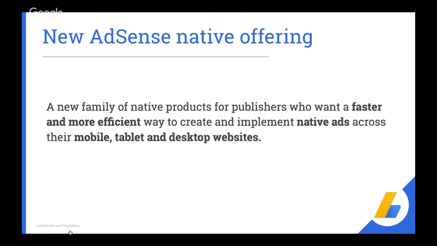Let's look a little bit at what AdSense is offering today in the market for native ads. Starting July 5th, we've launched the new family of ads from AdSense Native. This family of ads contains native In-feed, native In-article, and the already existing Matched content. Native ad units are created for publishers who want a faster and more efficient way to create and implement native ads across their different devices: mobile, tablet, and desktop websites.